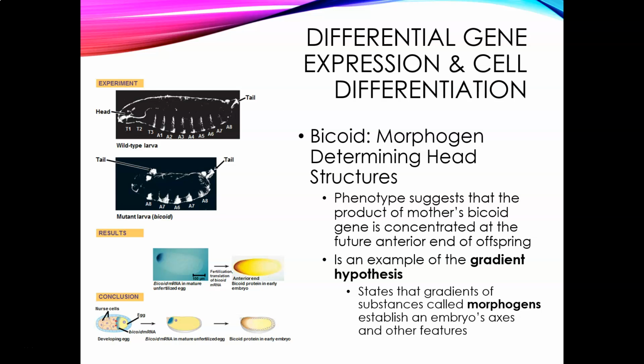So it's an example of what we talk about as a gradient hypothesis, so that these gradients are substances called morphogens properly establish that embryos' axes as well as other features that would come along with that. So number of legs might be a result of having certain concentrations of something like this bicoid gene, as just an example, bicoid proteins, to set up the proper number of legs, that the legs are in the right place, for example. So that's the idea of these morphogens.